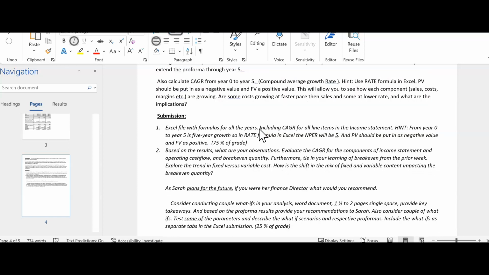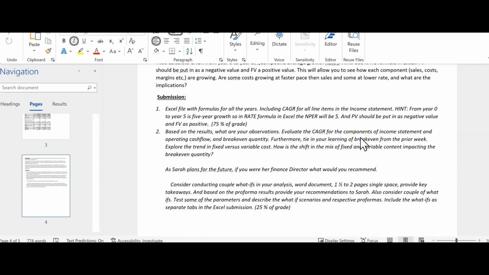So what is your submission for the assignment? It's actually quite simple in some ways. Your Excel file with the formulas for all the years, including year 0, 1, 2, which you have the answers. You don't have the formulas, but you want to put the formulas to replicate the answers. You're going to include the compounded average cost growth rate for all the line items. Again, I'll give you the hint again: from year 0 to 5, and it's going to be 5. And present value should be put into the negative.